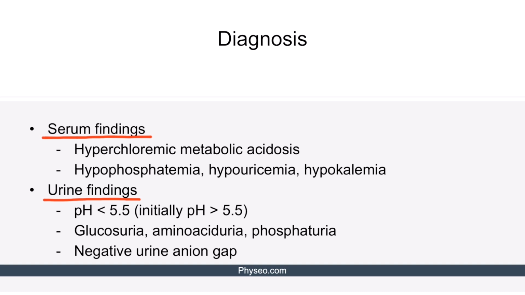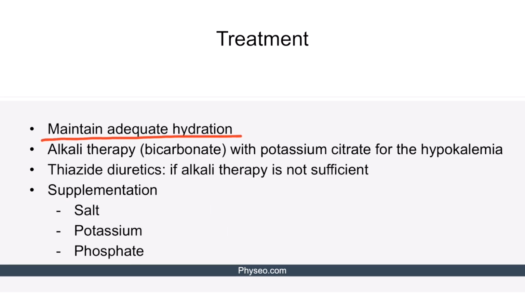Glucosuria, aminoaciduria, and phosphaturia are seen as well due to the failure of reabsorption at the proximal tubule. A negative urine anion gap is seen in proximal RTA because of increased urine chloride concentration. Adequate hydration must be maintained to combat dehydration.